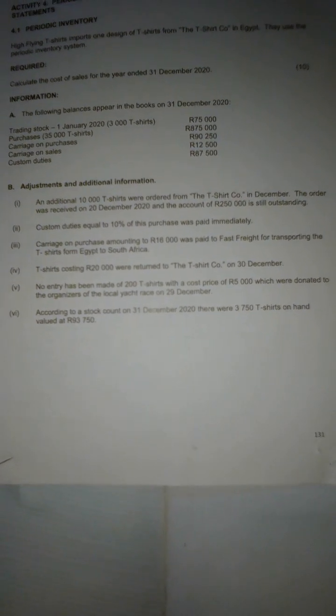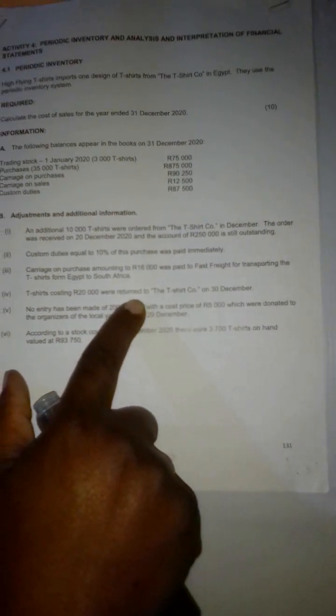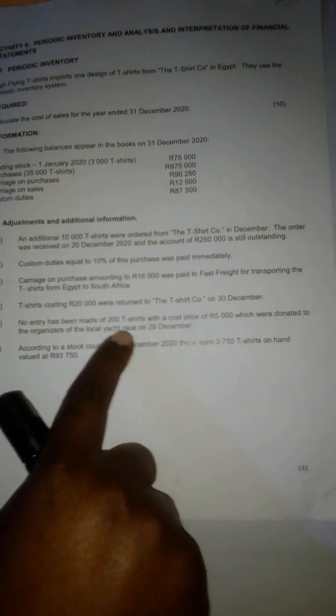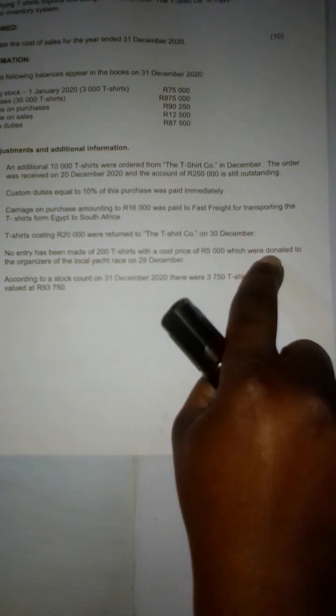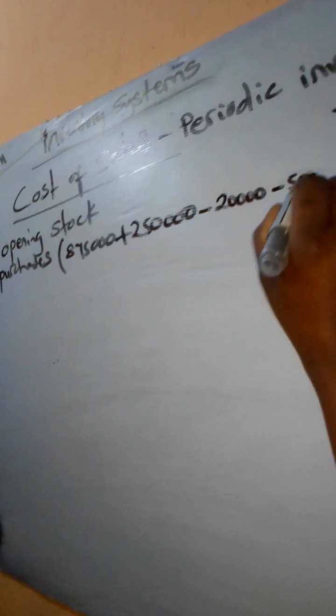And then what else do we have? As part of the purchases, we can go on to number 4. T-shirts costing 20,000 were returned. Our returns are 20,000, so we are going to say minus 20,000 for the returns. Do we still have anything else affecting our purchases? Let's move on to number 5. No entry has been made of 200 t-shirts with a cost price of 5,000, which were donated to the organizers of the local yacht race. These are donations. They also reduce the value of our purchases by 5,000.